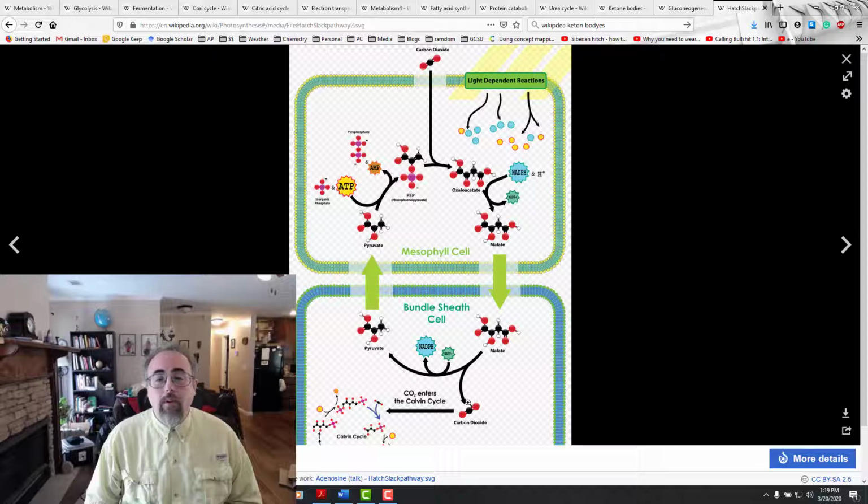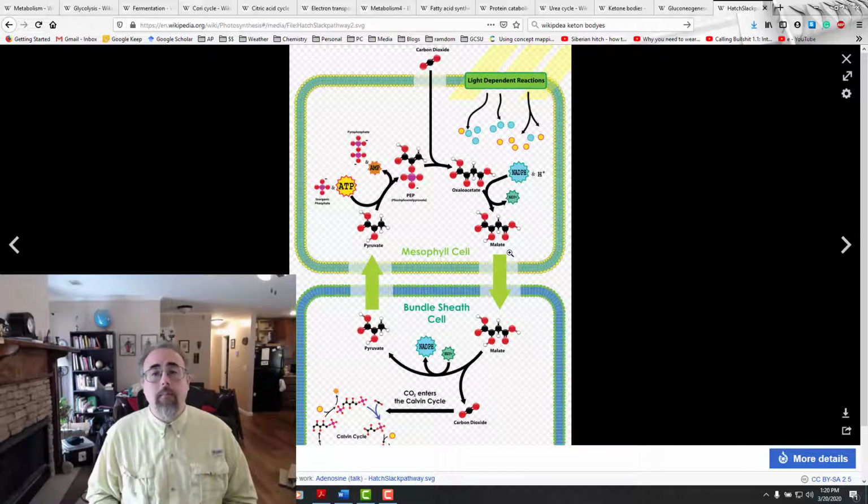So this can be between two different cells. Alternatively, it can be the same cell, but it's separated temporally. But you've got a separation. And what we're doing is taking the carbon dioxide, pulling it out, and sticking it onto something, and then using that to store it. It's almost always a 4-carbon molecule that you produce, but you've got a little bit of a different style. There's several different ways of doing this.